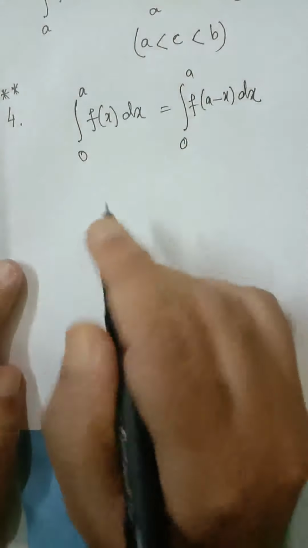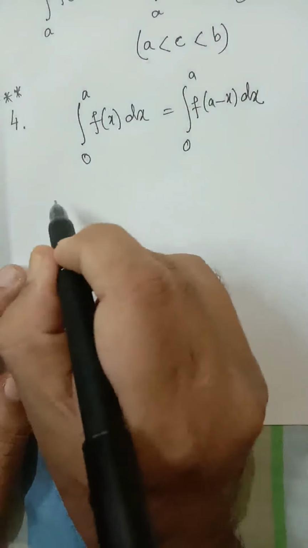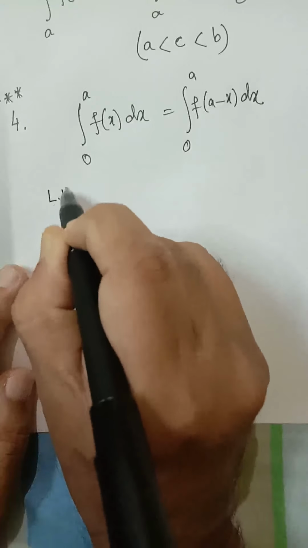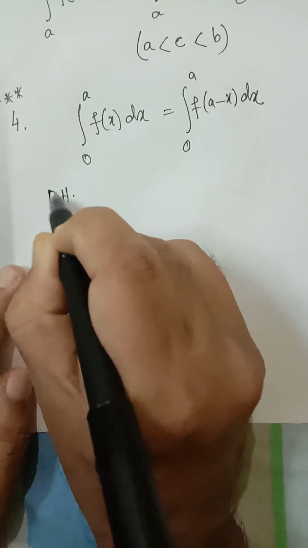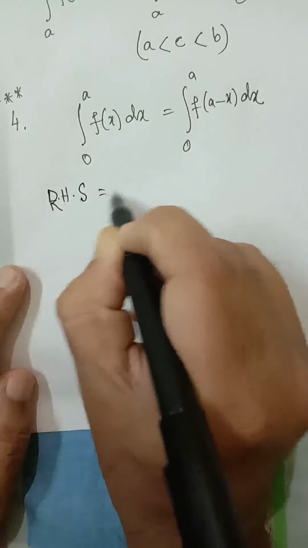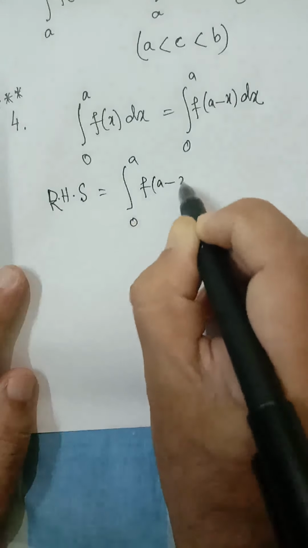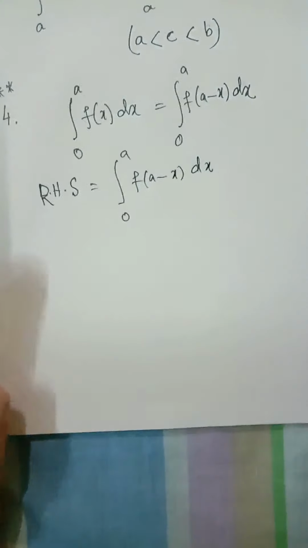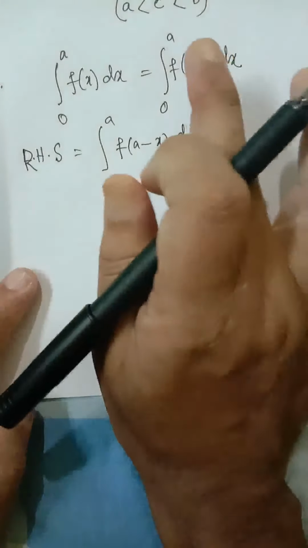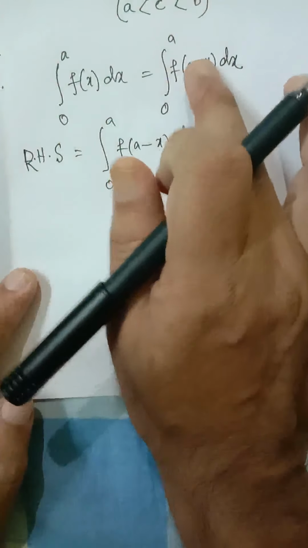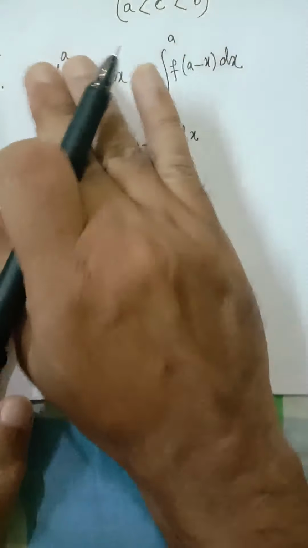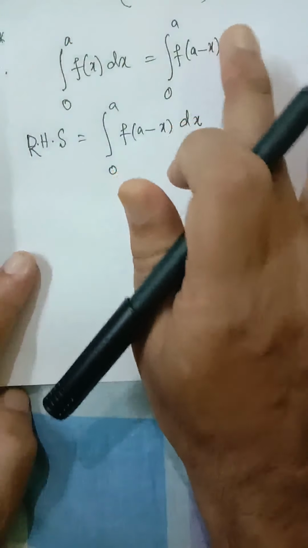What we will do here, we will prove this theorem. It's very important, and the proof is also important for exam. So to prove this, let us start from the right hand side: 0 to a f(a minus x) dx. Now we are proving from right hand side to left hand side. We will prove this is equal to this.